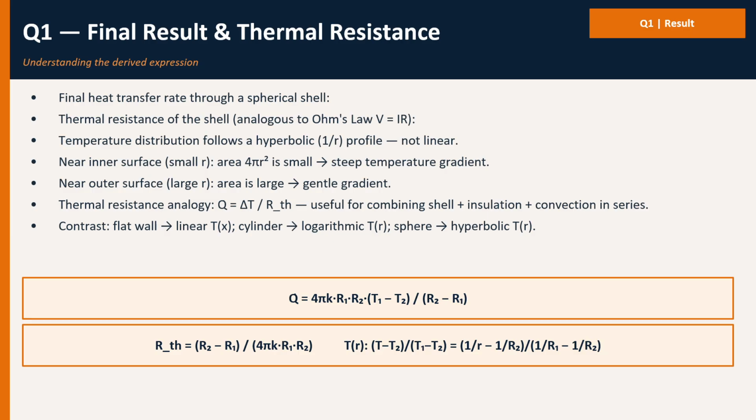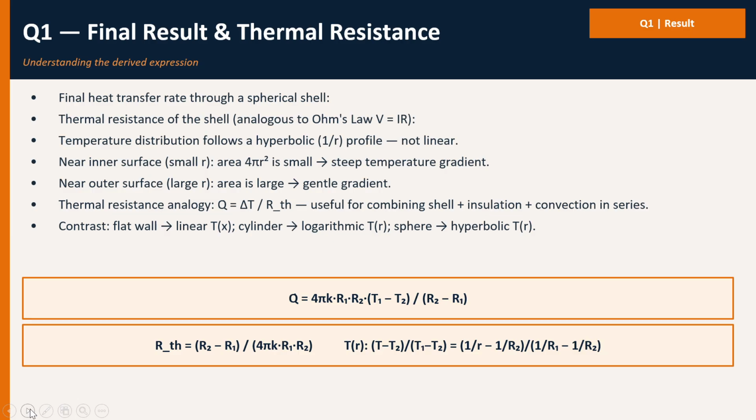So here, the thermal resistance, which I've talked about, is R2 minus R1 divided by 4 pi K R1 R2. And this is the temperature profile equation: T minus T2 divided by T1 minus T2 equals 1 by R minus 1 by R2, the whole divided by 1 by R1 minus 1 by R2. So these are the relations we found for the first question.